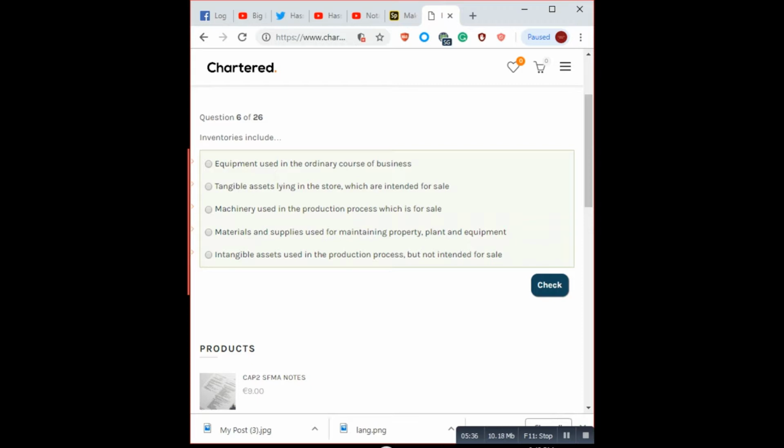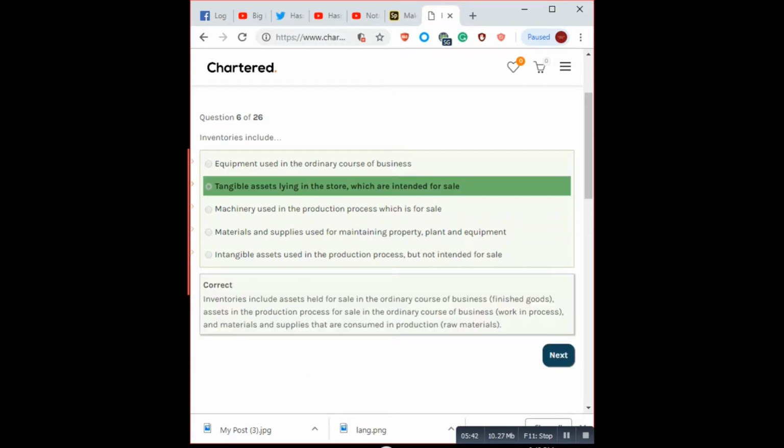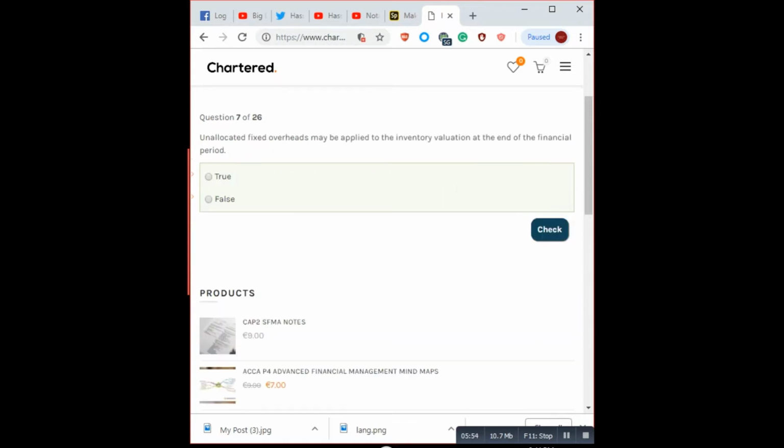Inventories include assets held for sale in the ordinary course of business, finished goods, assets in the production process for sale in the ordinary course of business, work in process, and materials and supplies that are consumed in production, raw material. Unallocated fixed overheads may be applied to the inventory valuation at the end of the financial period. True.